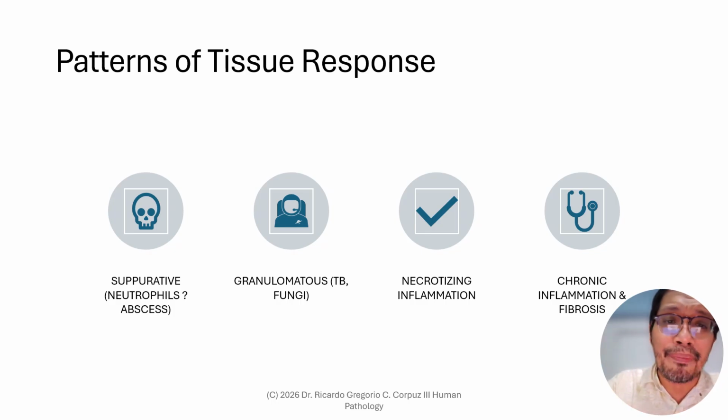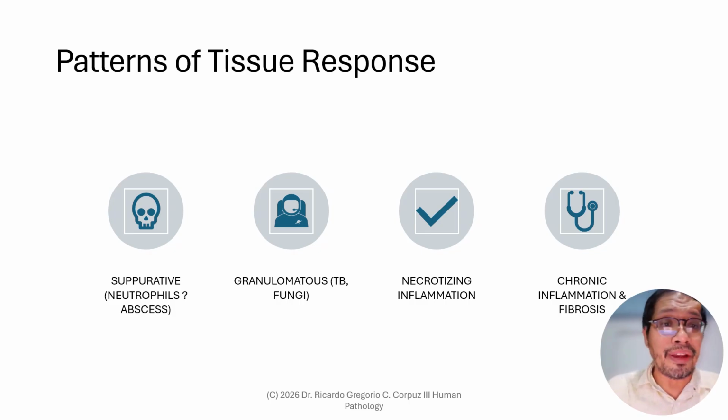Necrotizing inflammation: some pathogens cause rapid destructive tissue necrosis due to toxins, vascular invasion, or overwhelming inflammation, seen in necrotizing fasciitis, Strep pyogenes, mucormycosis, and severe bacterial pneumonias. Tissue destruction is often disproportionate to the number of organisms present. This pattern is clinically aggressive and often requires urgent intervention.